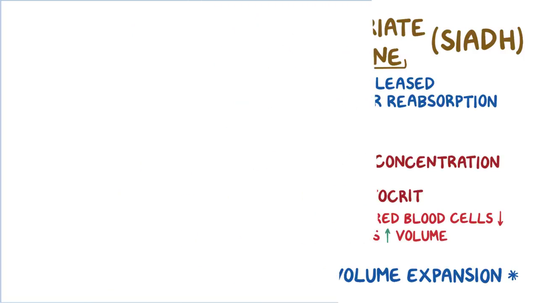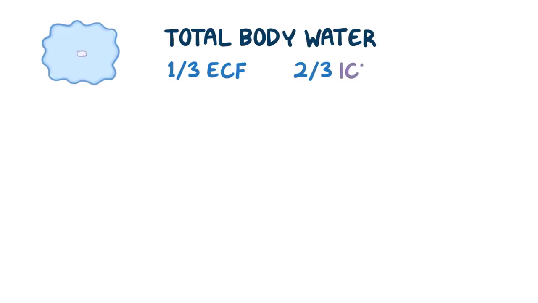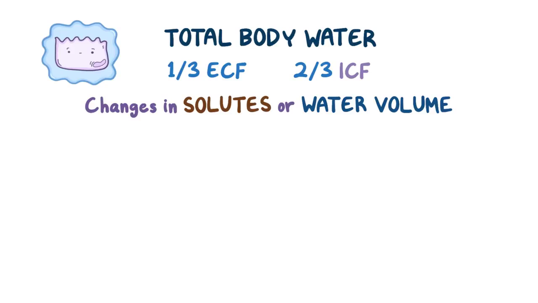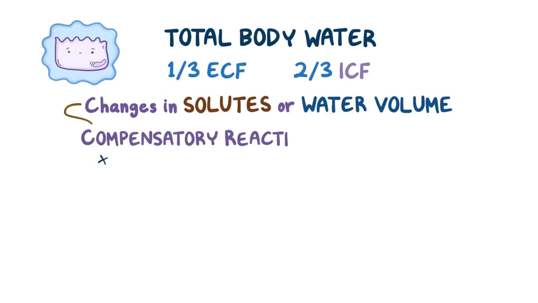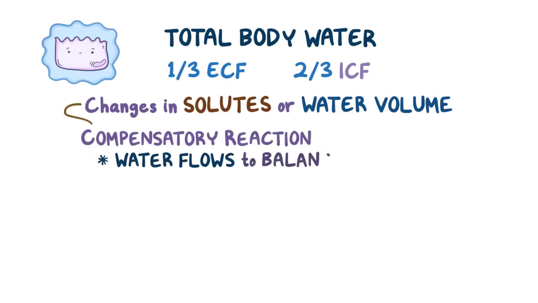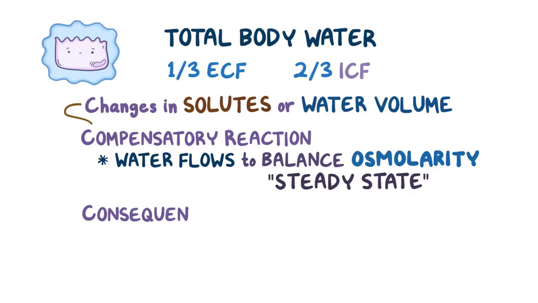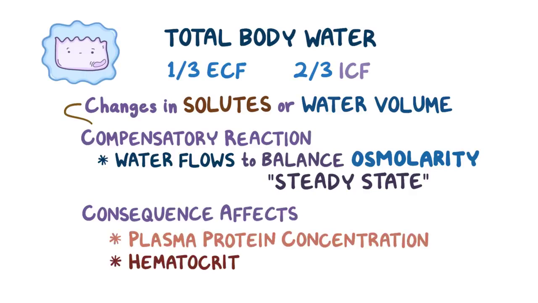Alright, as a quick recap. Total body water can be broken down into 1/3 extracellular fluid and 2/3 intracellular fluid. Changes in solutes or water volume in these compartments cause a compensatory reaction where water flows in order to balance out both compartments until they have the same osmolarity and reach a new steady state. As a consequence of water shifts, both plasma protein concentration and hematocrit will be affected.